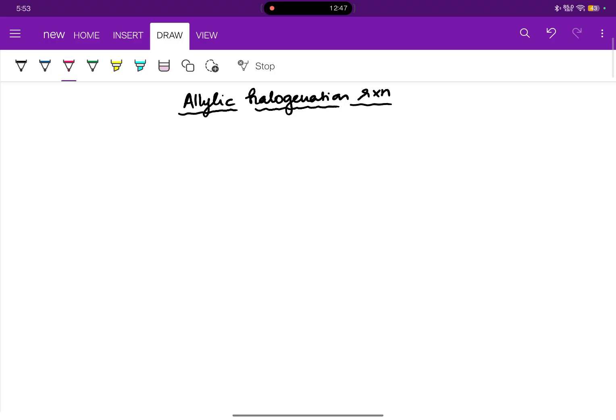So what do you mean by allylic halogenation? You take any molecule which has an sp3 carbon attached to an sp2 carbon. For example, this is propene, this is cyclohexene, this is 2-butene, this is but-1-ene. All of them have allylic carbons. Here there is one allylic carbon, here there are two, here there are two, and here there is only one allylic carbon.